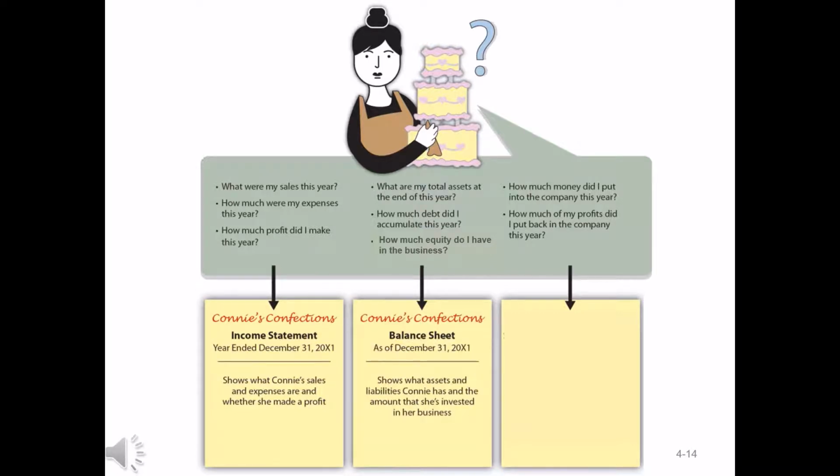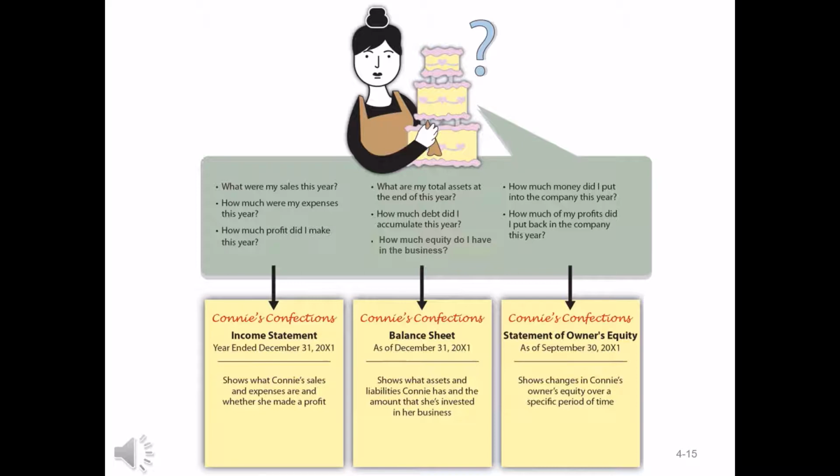What if Connie wanted to know how much money she individually had put into the company this year? Or how much of the profits she was able to reinvest in the company? She would look at her statement of owner's equity. Understanding these statements and knowing what they're used for will help you in preparing them.